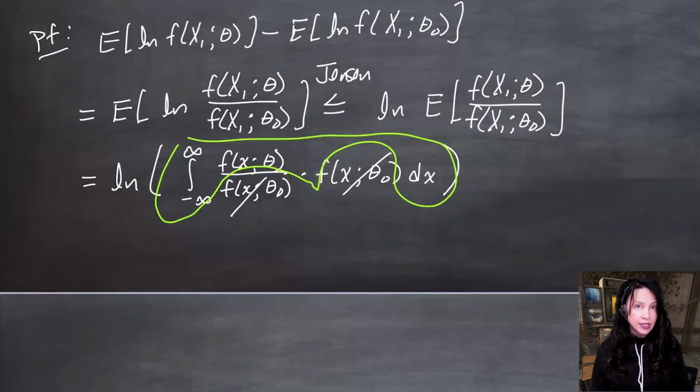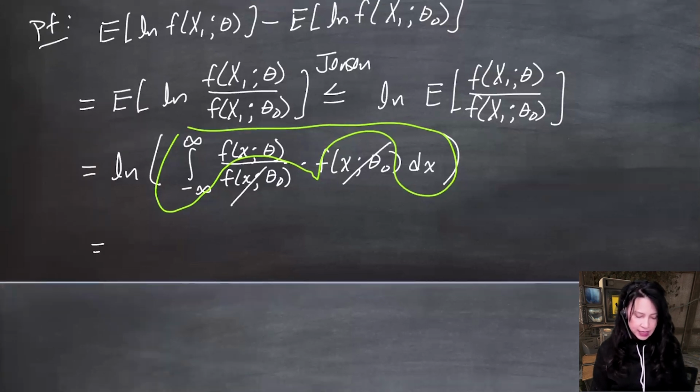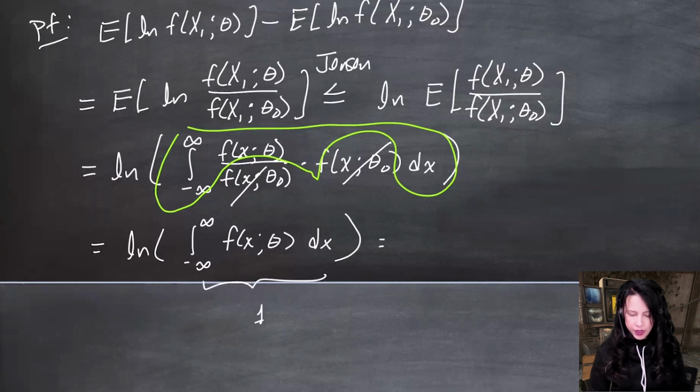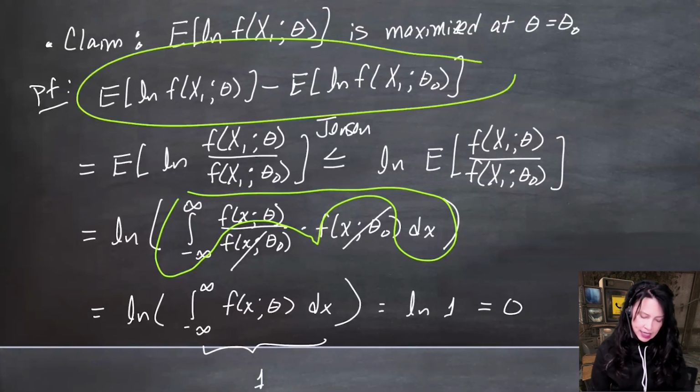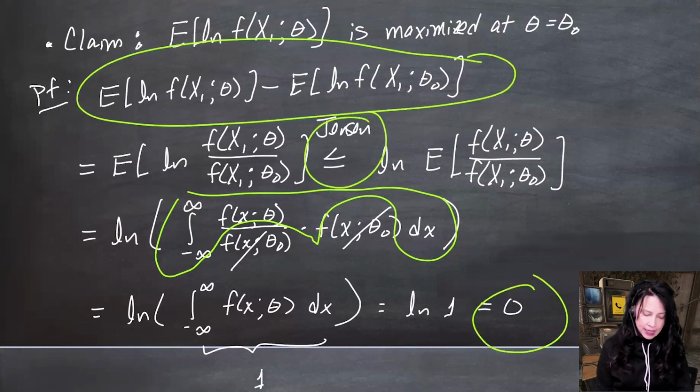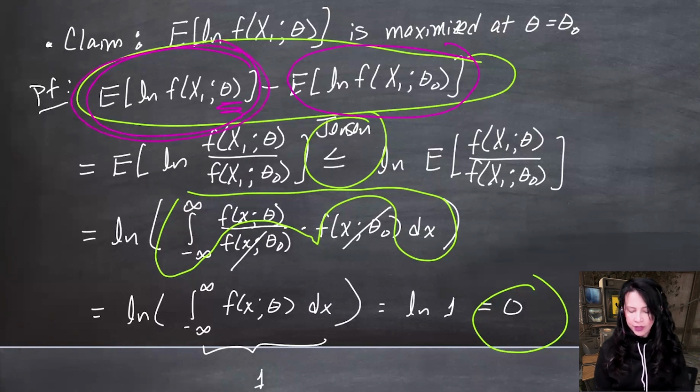And the integral is going to integrate to 1. So this is, let me give this its own line, 1. So we've got the log of 1, which is 0. And so we have this quantity is less than or equal to 0. And that means that this quantity is less than or equal to this quantity, no matter what theta is. So my claim is that this is maximized when theta is theta naught. And we've just proven that.